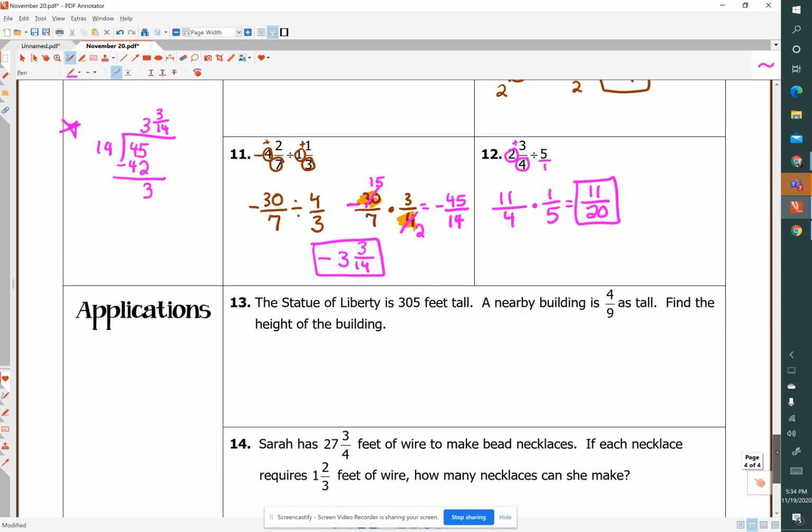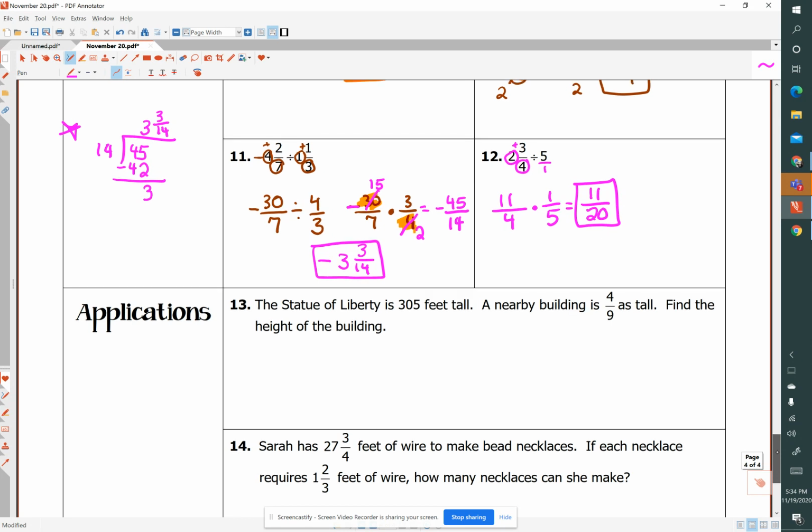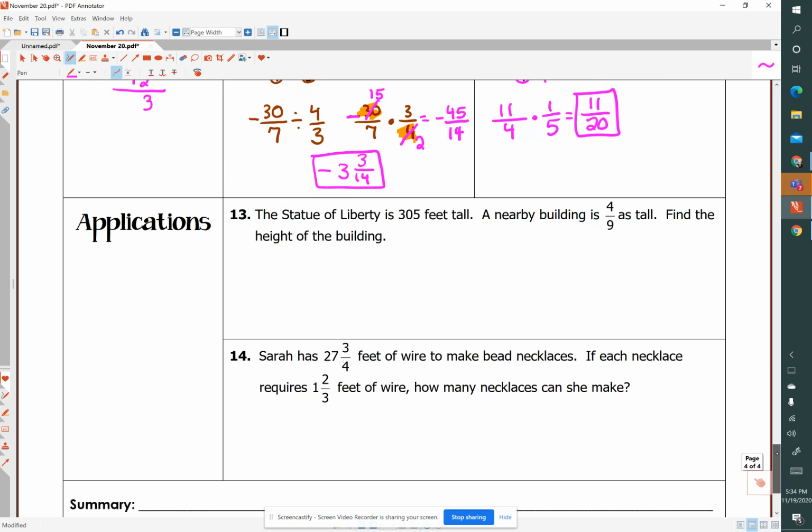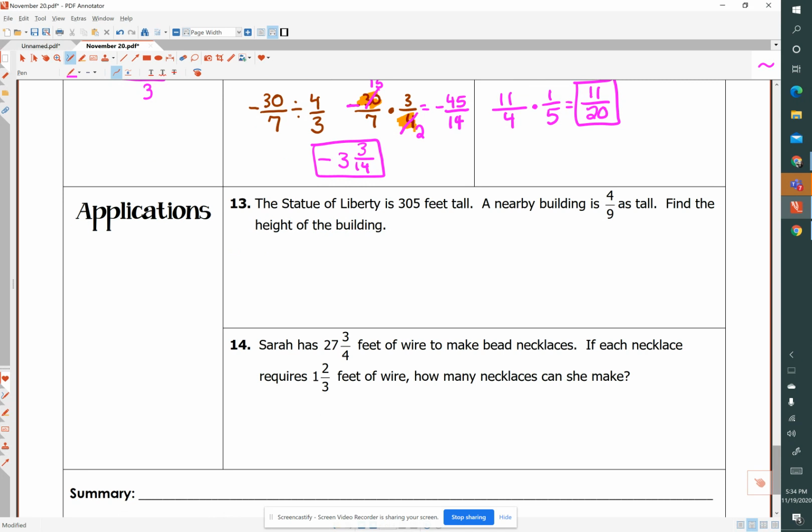So now we've got some word problems. I love these word problems. The Statue of Liberty is 305 feet tall. A nearby building is 4/9 as tall. So let me put a box around my numbers. So there she is with the flame. That's the Statue of Liberty, and that's 305 feet tall. There's another building that's not as tall. It's about 4/9 as tall. How tall is this building, this shorter building?